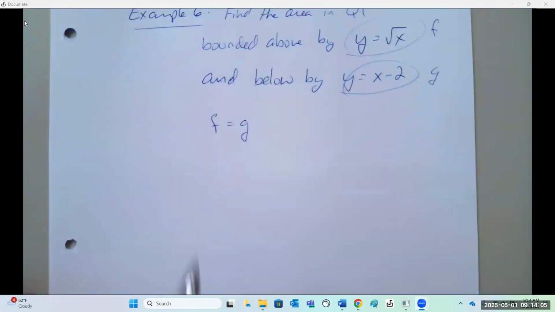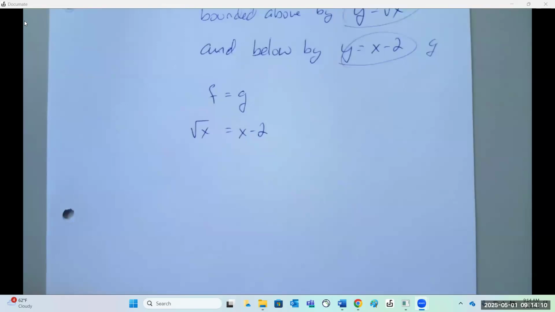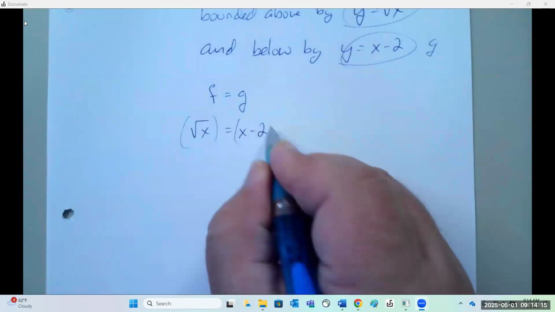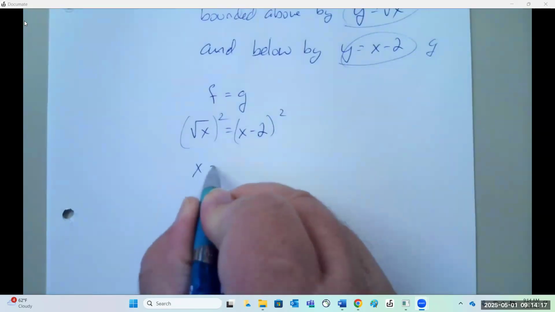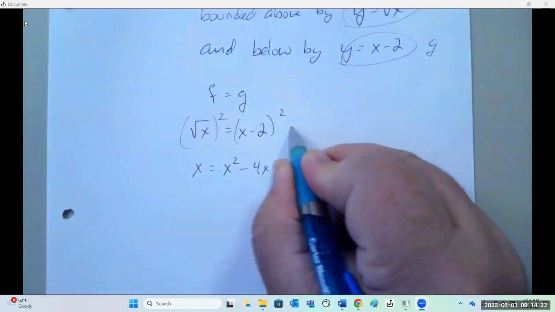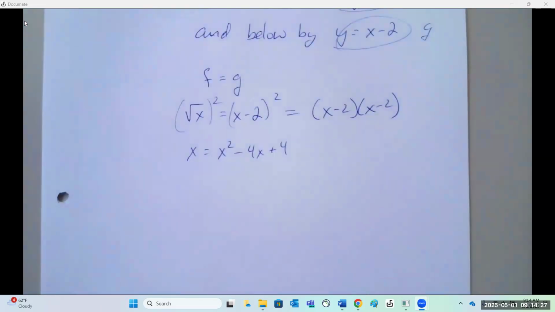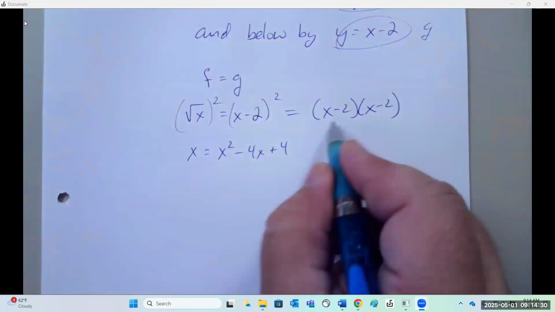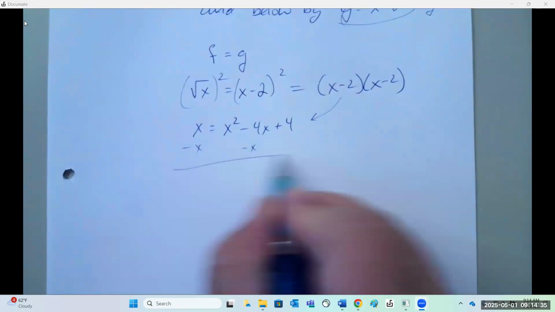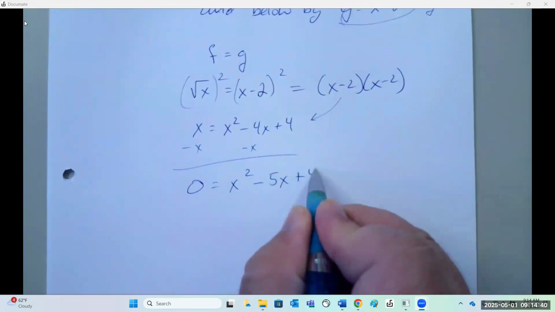So we set the two functions equal to each other. Solve for x. Square both sides. We have x equals x squared minus 4x plus 4. You have to FOIL, so that's where that comes from. Now solve for x. Subtract x from both sides. 0 equals x squared minus 5x plus 4.